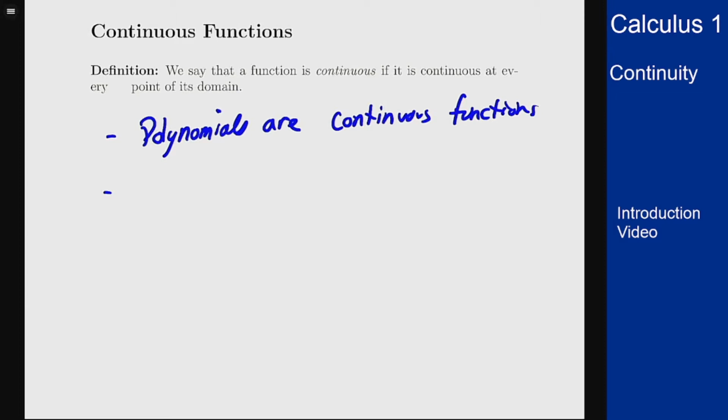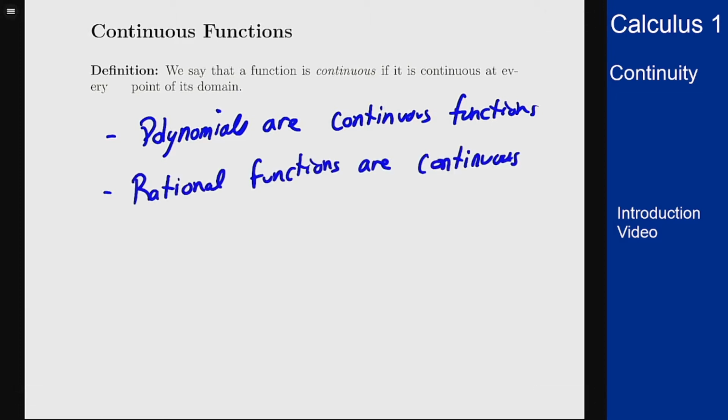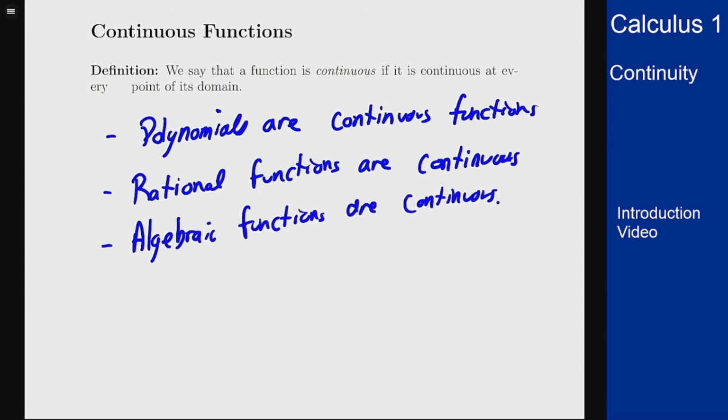Rational functions are also continuous, because everywhere they are defined, they are continuous. The only issue is where the bottom is 0, but at those points, the function is not defined. Algebraic functions also have this property, so anything like square roots, weird powers, those also work. Really, a lot of things are continuous, which is great.